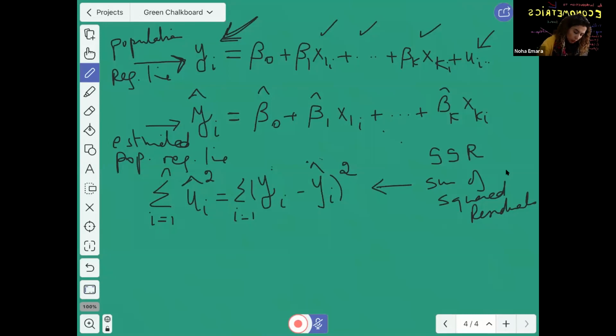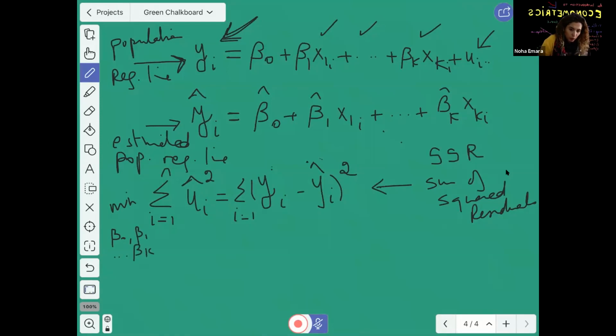All right, so the idea is I want to perform a minimization problem on the sum of the squared mistakes. And I want to do that with respect to the parameters I have, beta naught, beta 1, all the way up to beta k.